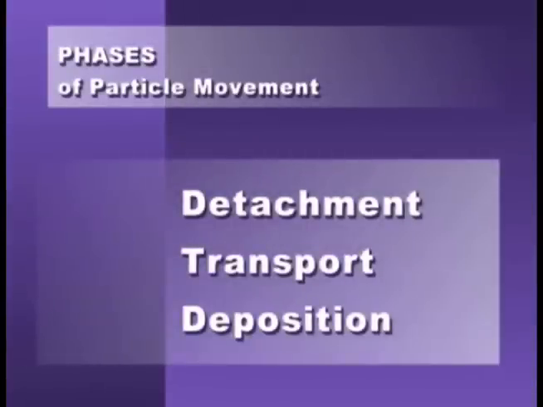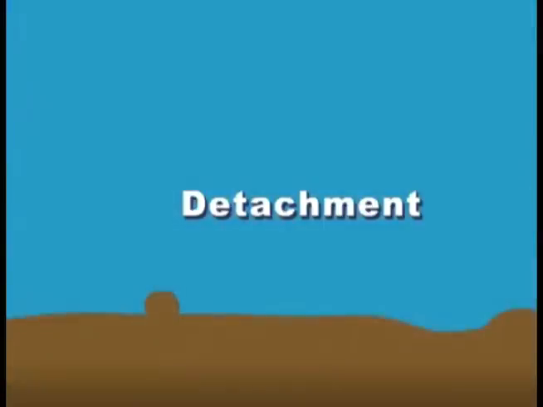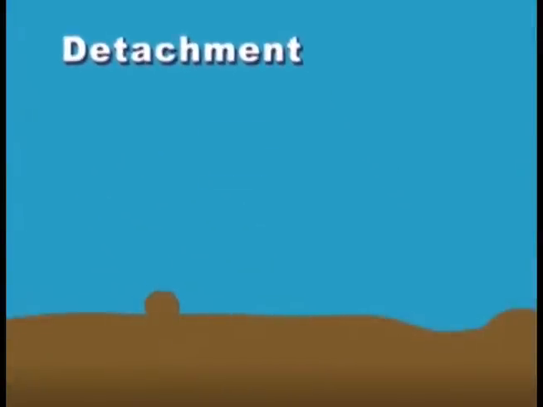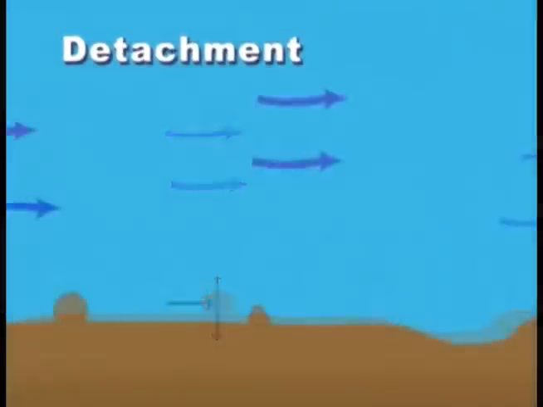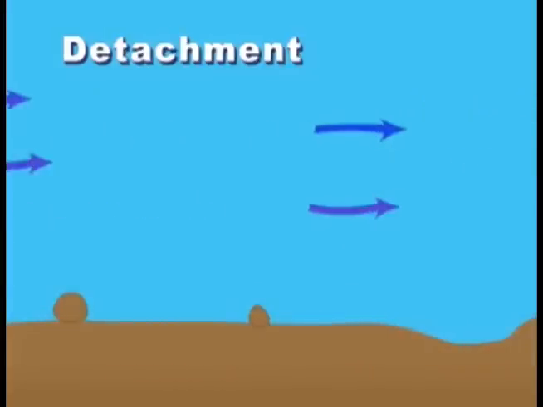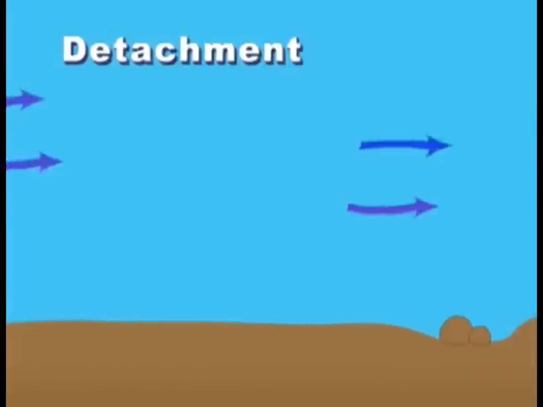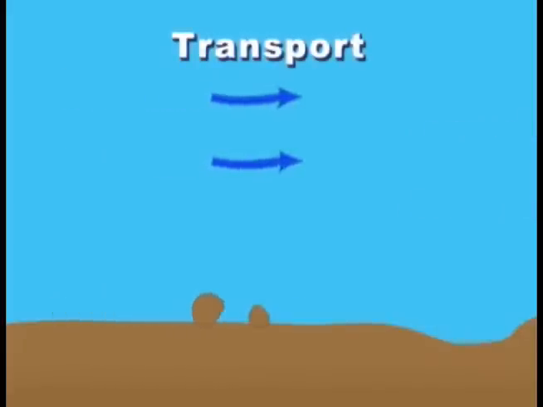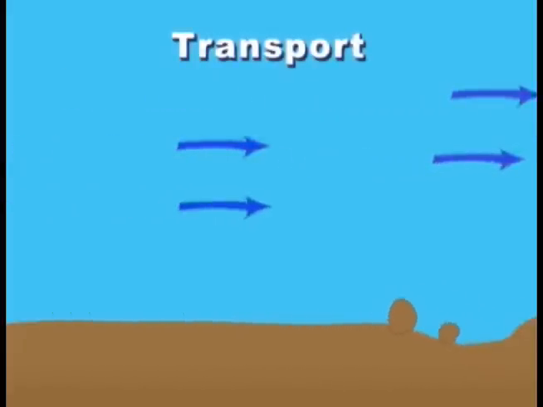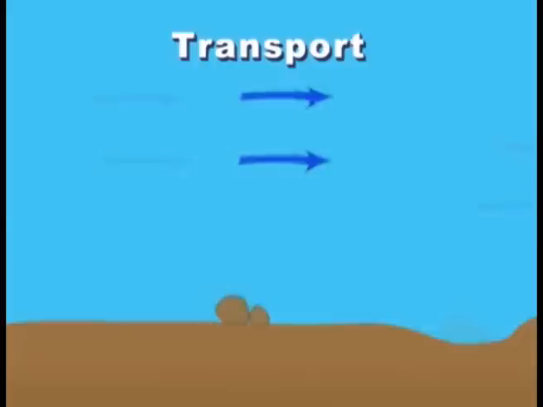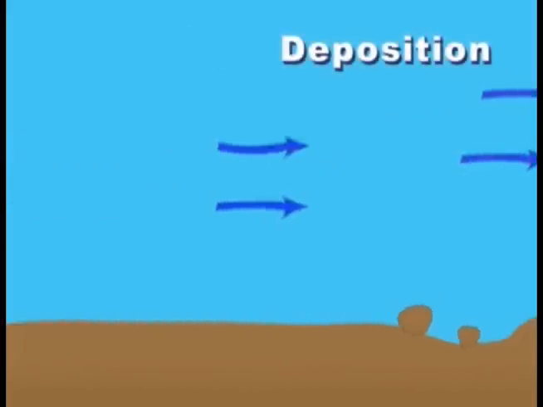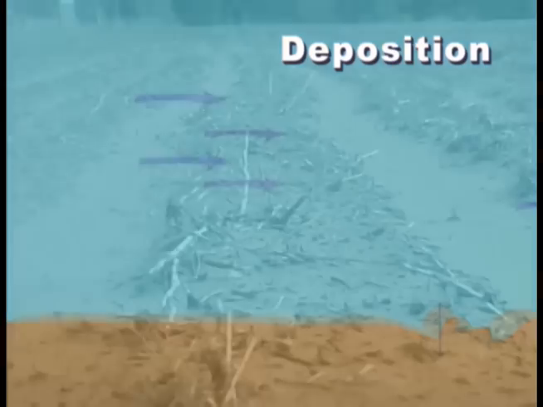There are three phases of particle movement: detachment, transport, and deposition. Detachment occurs when the wind force against soil particles increases enough to overcome the force of gravity. Once detached, moving particles may collide and detach other particles. The detached soil particles are then subject to transport by the wind, either through the air or along the surface. Eventually, the wind velocity decreases and soil particles are deposited.